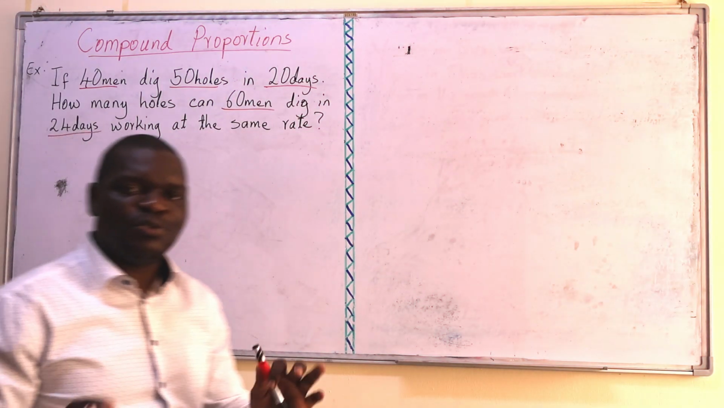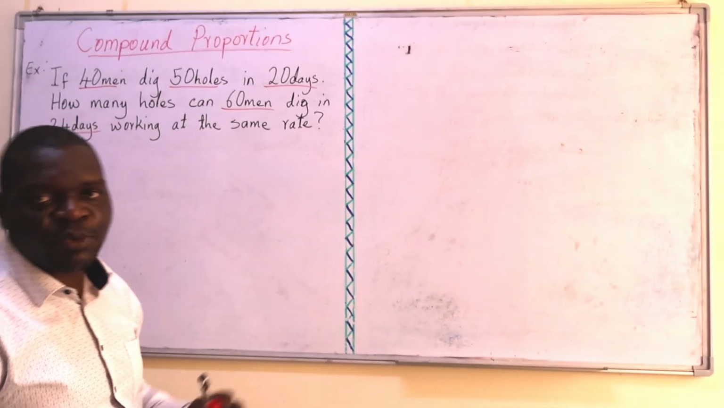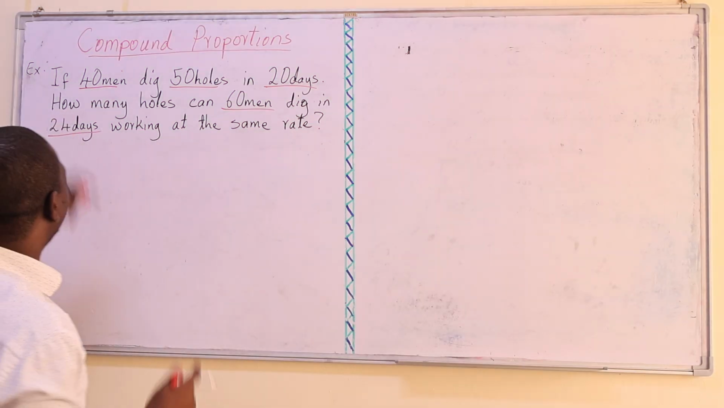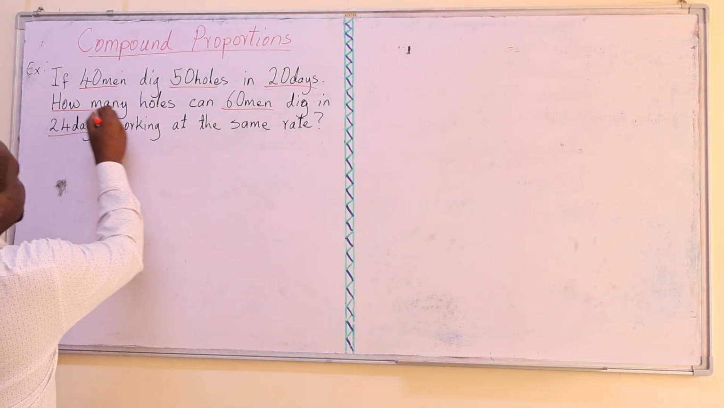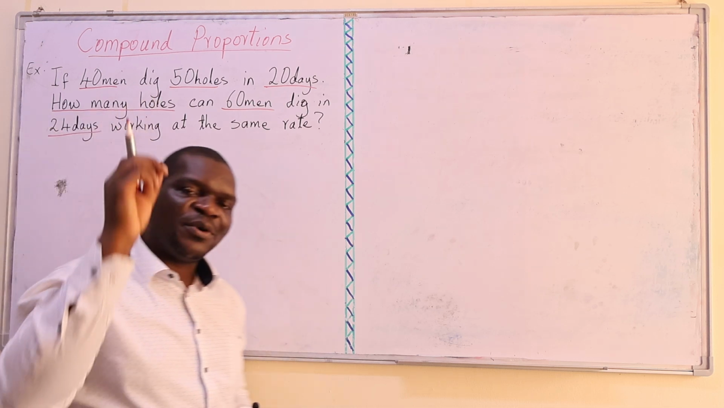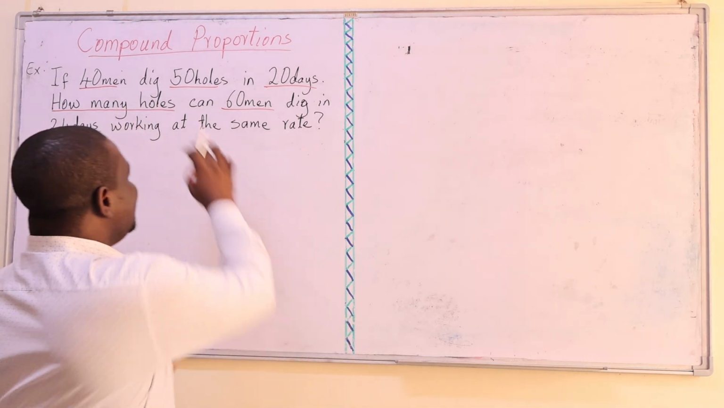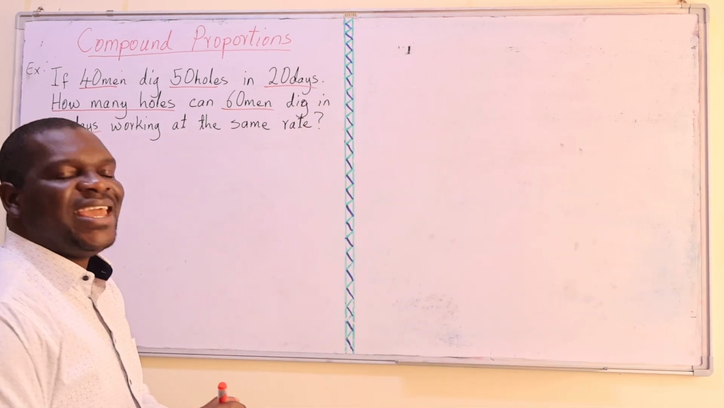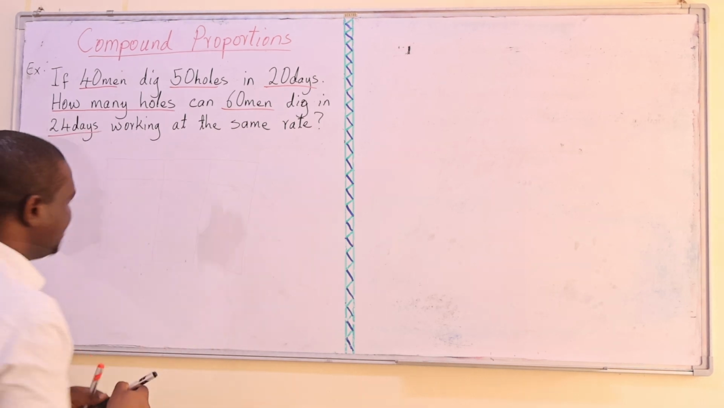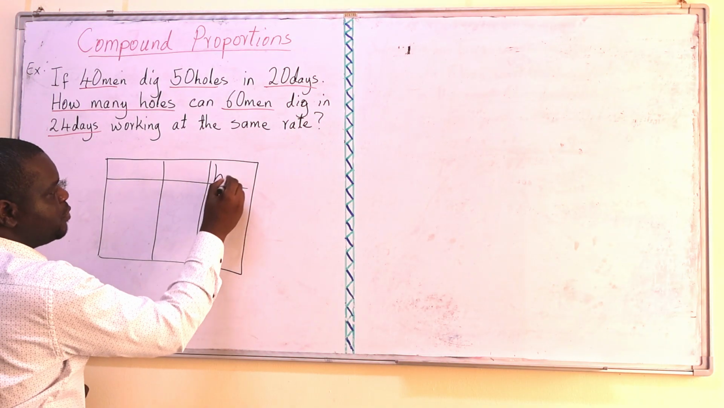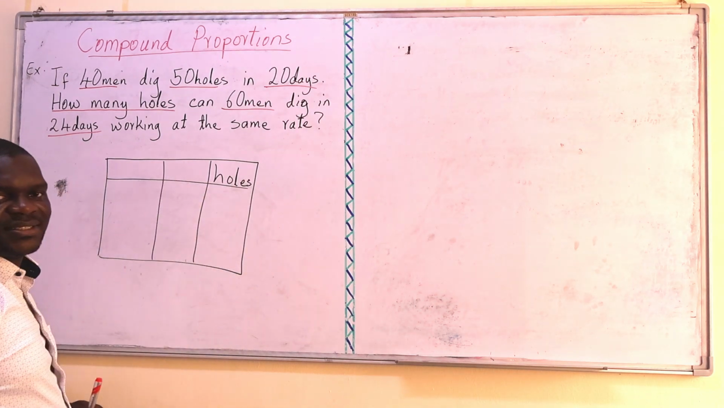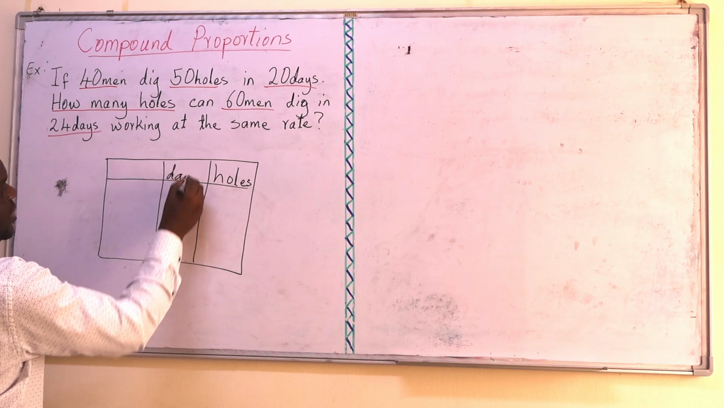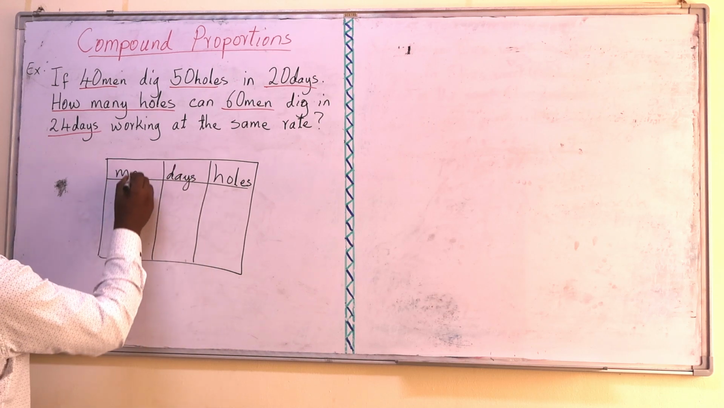So the first thing to do when it comes to compound proportions is ask yourself, what am I calculating for? So you come here and you identify the question, how many holes? So we are looking for the number of holes. In this case, the number of holes goes to the right. So you start by establishing a small table that will help you make your statements. What you are looking for, so holes will be to the right. And here you can put men or days in any order. So I will put days here in the middle column and men here.